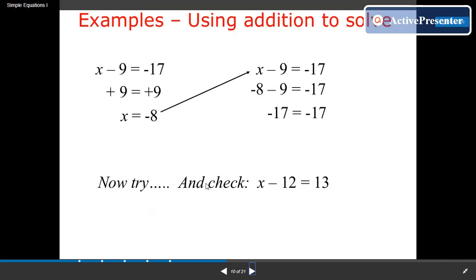Now I would like you to try and check this next example, which is x minus 12 equal to 13. It's simple, you just have to use the same thing, but first notice that this number has a negative sign. So all we have to do is just add 12 to both sides. If I add 12 here, it's going to be x equal to 13 plus 12. The answer is x equal to 25.